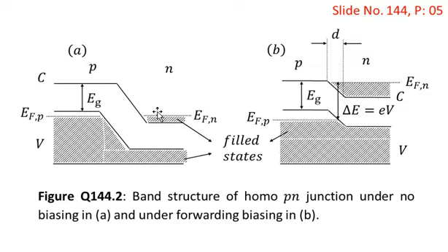So all the states in the conduction band below the Fermi level, that is below the EFN level, are completely occupied, and of course the valence band is also completely occupied. The levels in the conduction band above the EFN level in the n-type material are empty. And you see that the EG level, the band gap between the top of the valence band and the bottom of the conduction band, is also shown and is marked as EG.